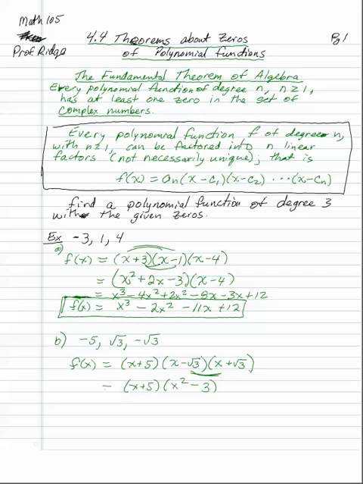And now this FOIL. So we get x cubed minus 3x plus 5x squared minus 15. And let's write it in descending order. That's not technically required, it's just nice. And that's our function.